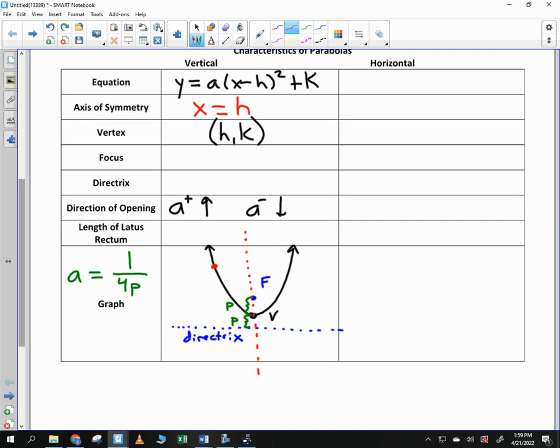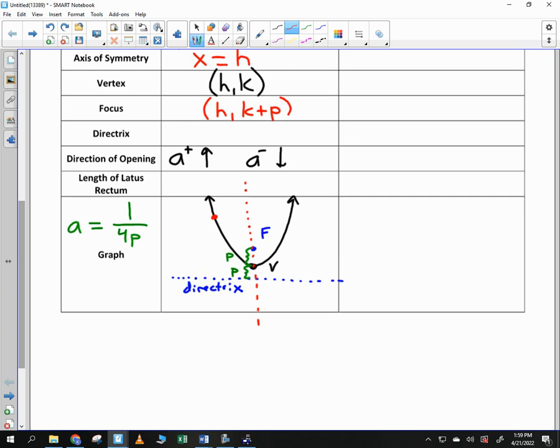As we locate the focus, the point is P units up. Does that change the x value of the vertex or the y value of the vertex? The y value. So therefore, it is h and then k plus p. The directrix is P units down. And that is a horizontal line. Does a horizontal line have the equation of x equals or y equals? y equals, and it passes through y equals k minus p.